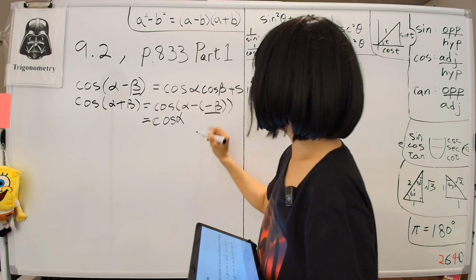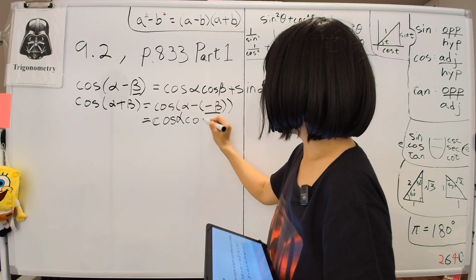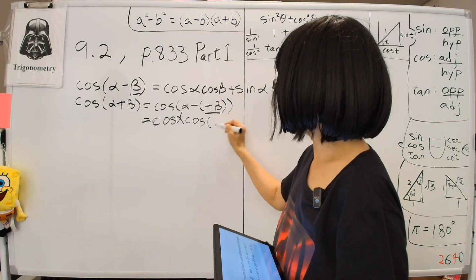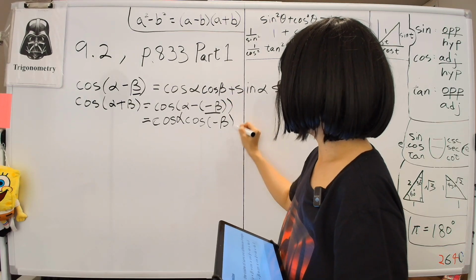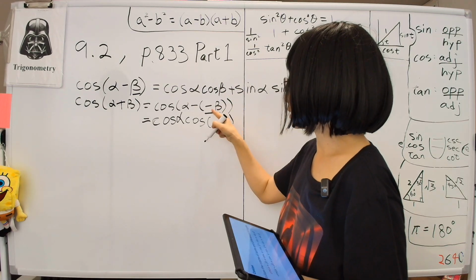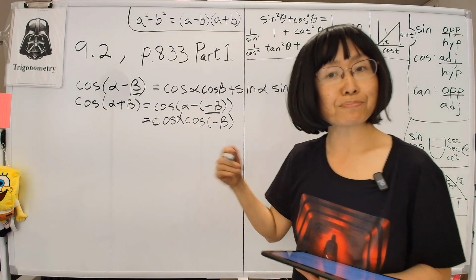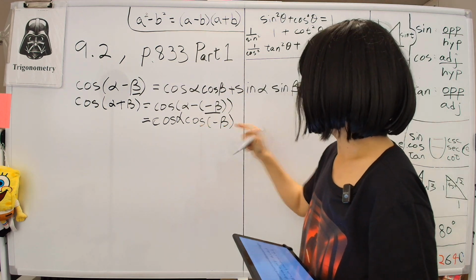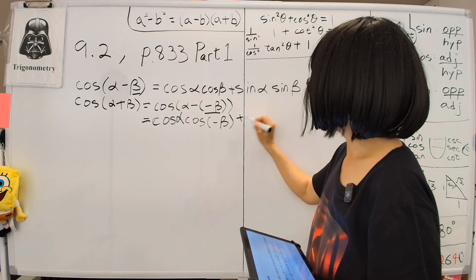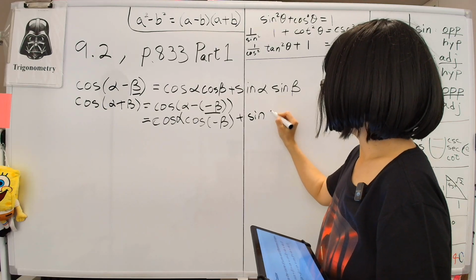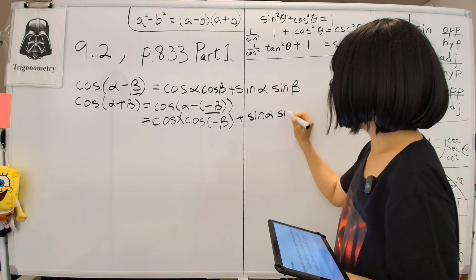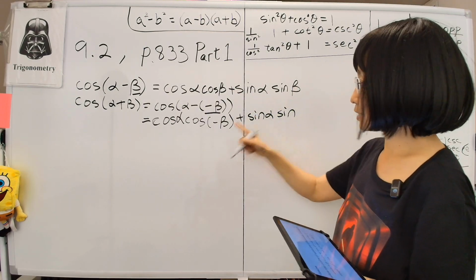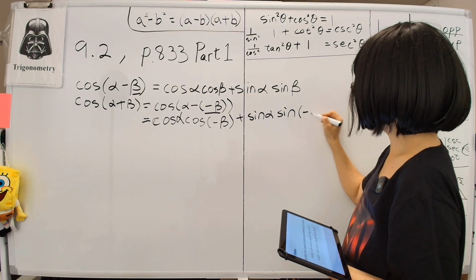The first angle is alpha, and then cosine of the second angle is minus beta. I'm following this formula right here, but with minus beta replacing the new beta. So that will be cosine minus beta plus sine alpha. Alpha hasn't changed, and then sine of the new beta is called minus beta. So I'll stick it in.